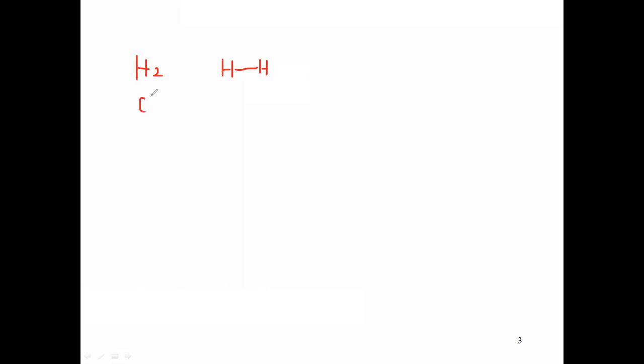Now the chlorine molecule. In the same way, 2 chlorine atoms with their valence electrons. So how many valence electrons are there with one chlorine atom? There are 7 valence electrons. So we can draw those 7 valence electrons here, 7 dots. And here also 7 valence electrons.